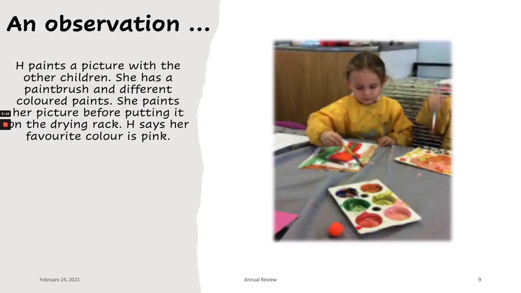So here we have an example of an observation. H paints a picture with the other children. She has a paintbrush and different coloured paints. She paints her picture before putting it on the drying rack. H says her favourite colour is pink. So, an observation like this gives some detail about what the child is doing, but it's difficult to know exactly what the purpose of the observation is. It would leave the reader with many questions.